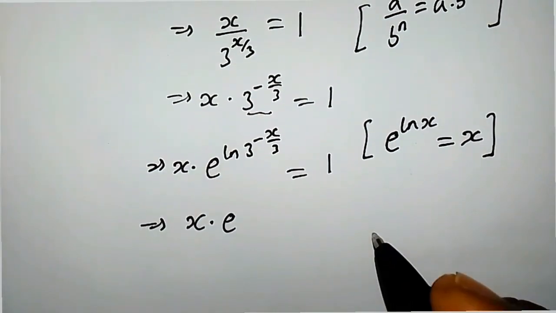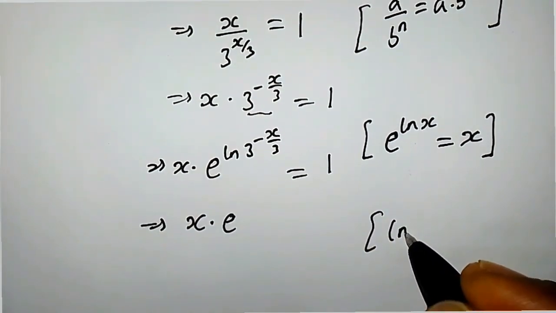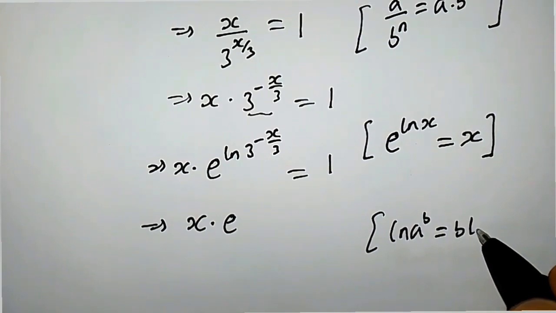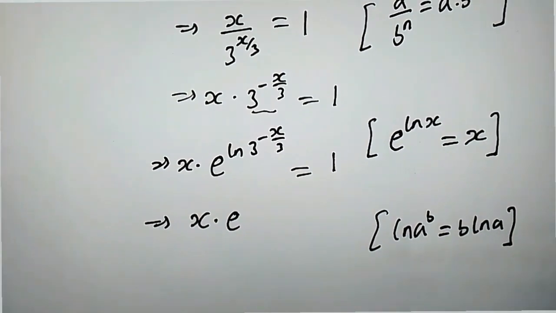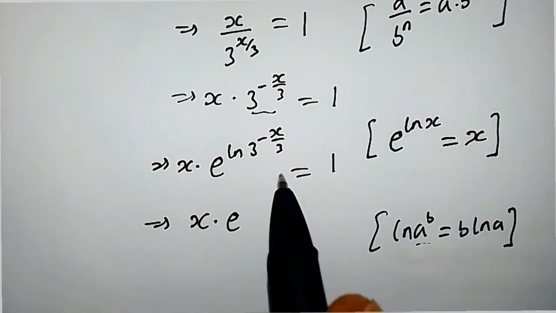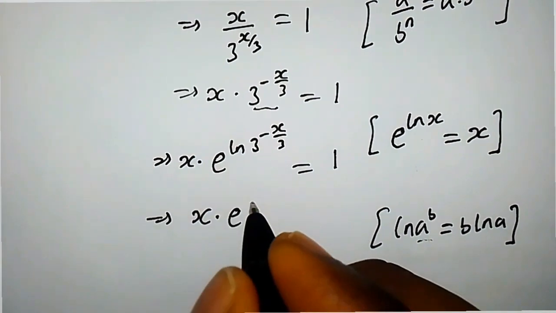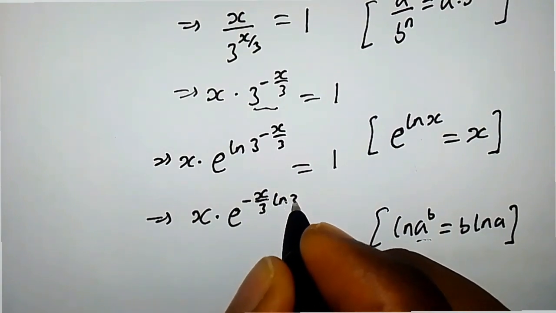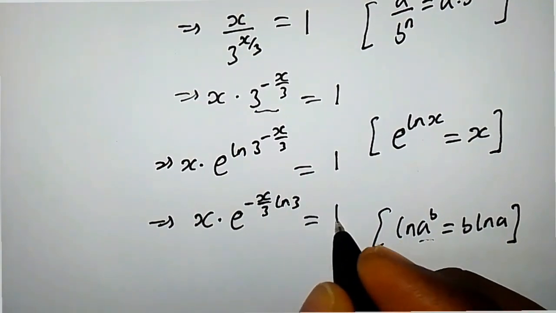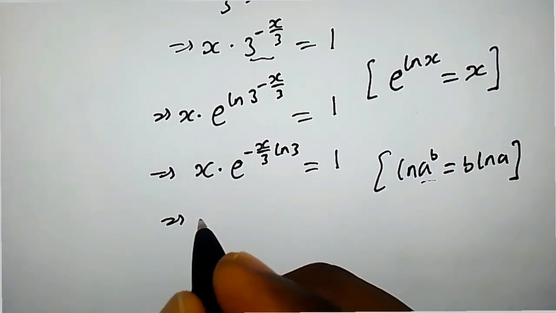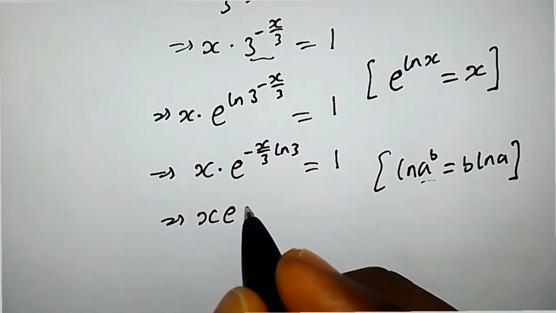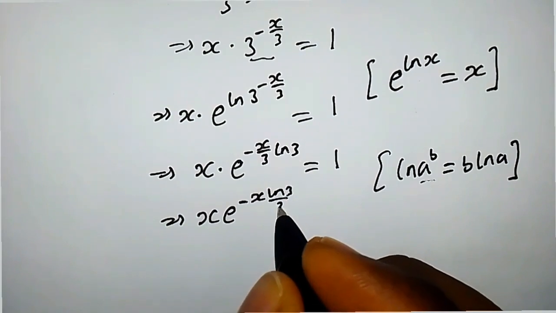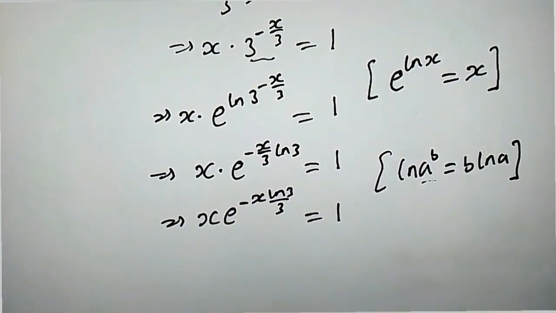Now recall that whenever we have ln a to the power of b, it is the same thing as b times ln a. So using this property for this power, we will get minus x over 3 times ln 3, which is equal to 1. So this implies x times e to the minus x ln 3 over 3 is equal to 1. Nothing has changed.